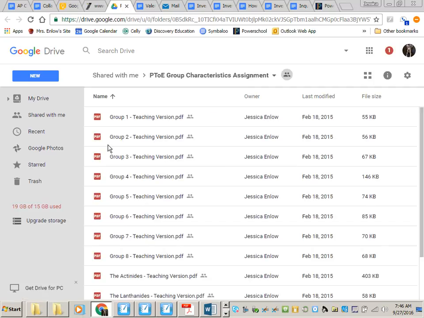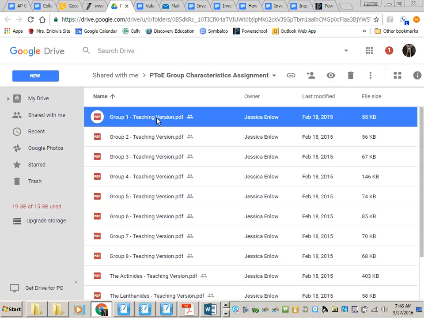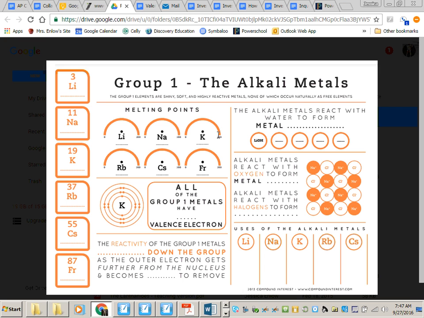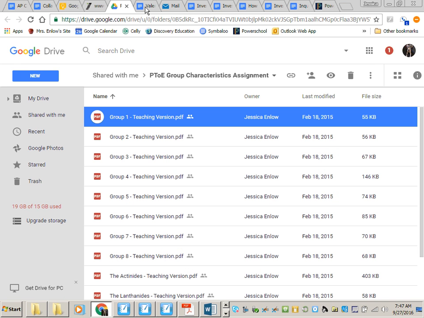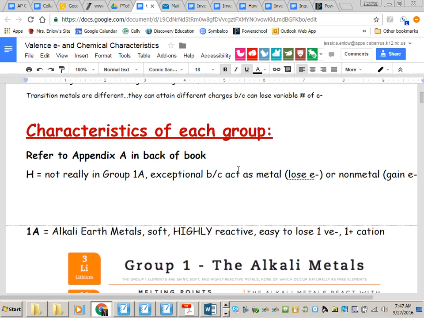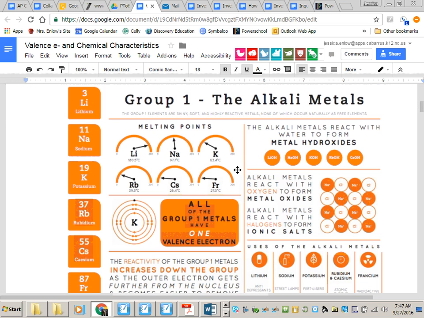They're really cool. For example, when you click on the first one, it shows you the alkali metals. This one doesn't have answers on it, another one does. It tells you the alkali metals, how they form compounds, their valence electrons, some characteristics, and so forth. I have a little infographic for every single group on the periodic table. When you click on the other link, it brings you up to a Google Doc. It talks about valence electrons first, which we have talked quite a bit about, and then down below it has characteristics about each of the groups yet again.